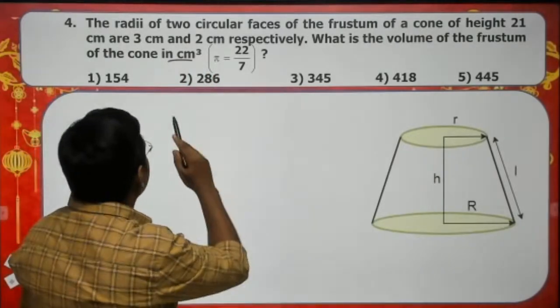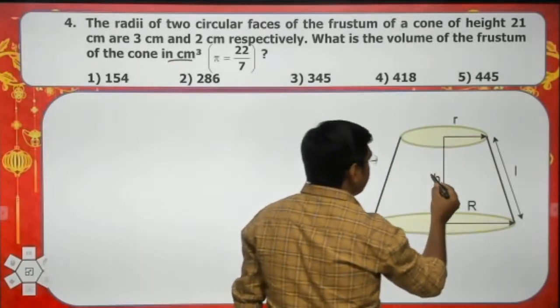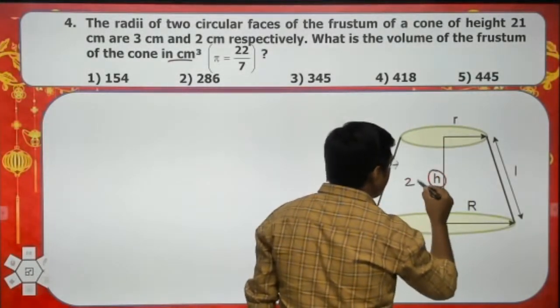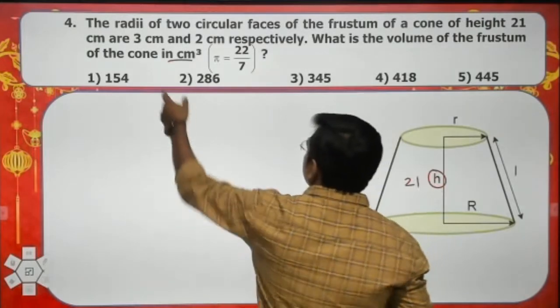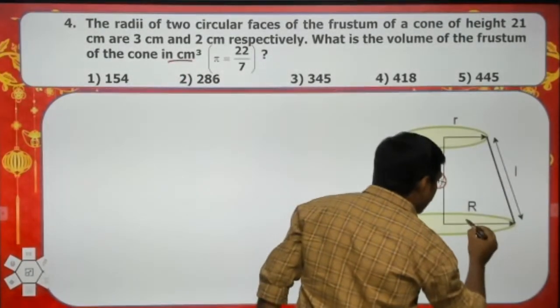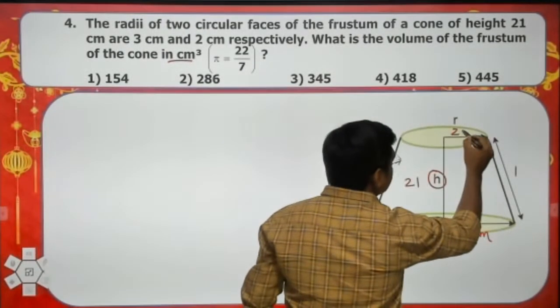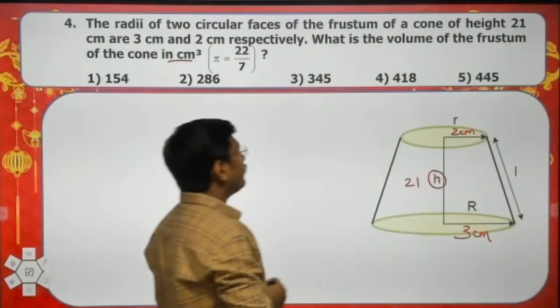Okay, the radii of the two circular faces of a frustum of a cone of height 21. That means this h is clearly given as 21, and the radii are 3 cm and 2 cm. 3 cm is the larger one, so I am considering this as 3 cm, and 2 cm is the smaller radius, correct?